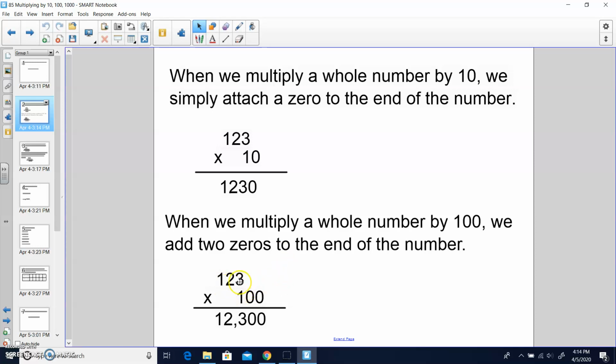When we multiply a whole number by 100, we add 2 zeros to the end of the number. So 123 times 100, 2 zeros go straight down. So instead of 123, I now have 12,300.